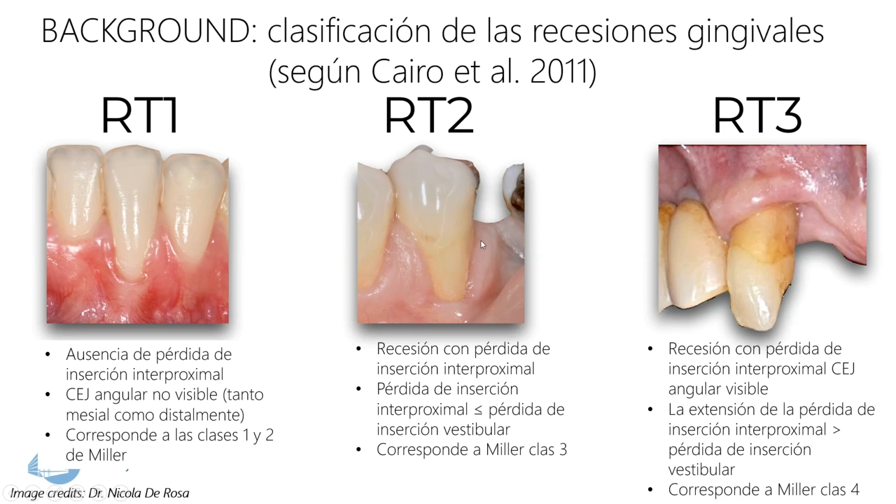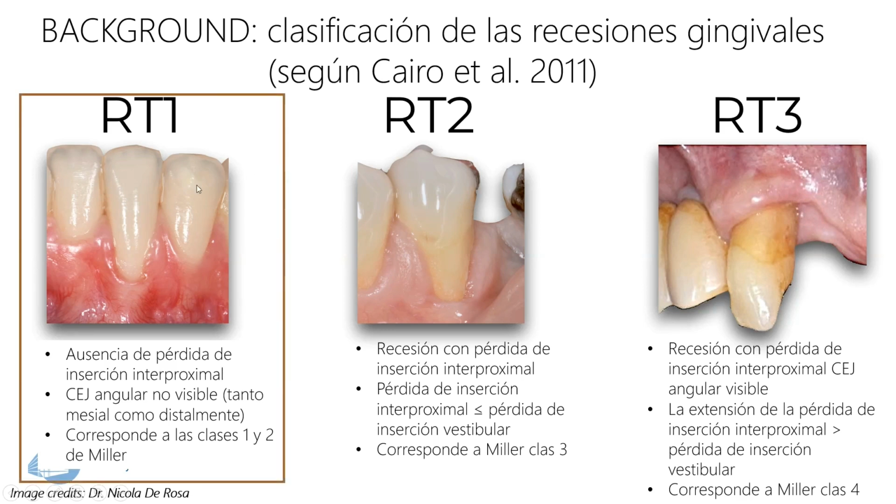In this case we start to have an interproximal attachment loss, and this corresponds to class 3. Then with RT3 we have a very severe condition in which the loss of interproximal attachment is greater than the vestibular attachment loss. We see here a complete loss of soft tissue, and this corresponds to Miller class 4.